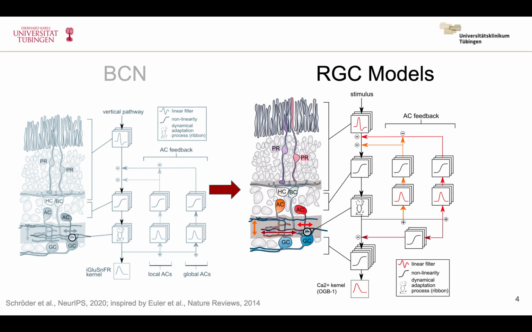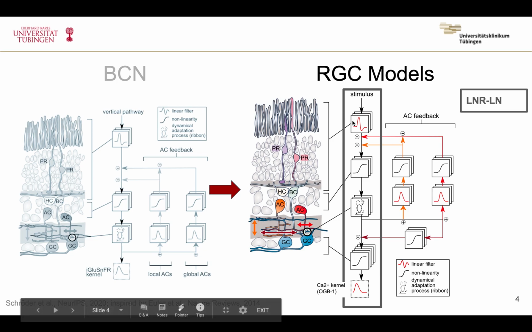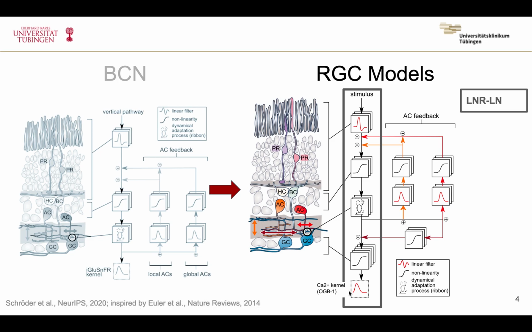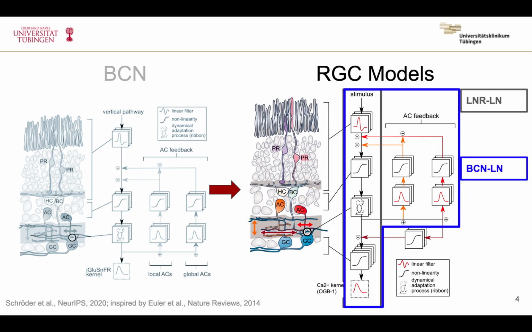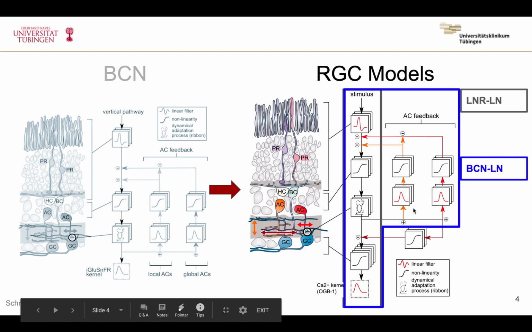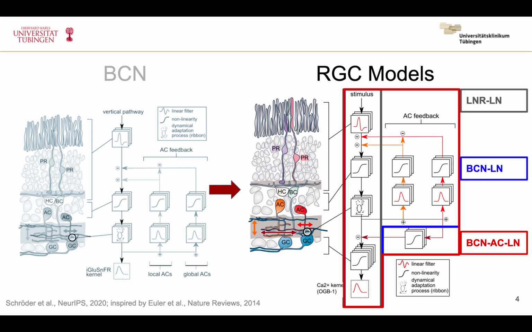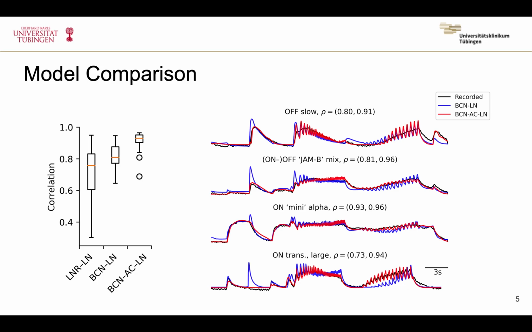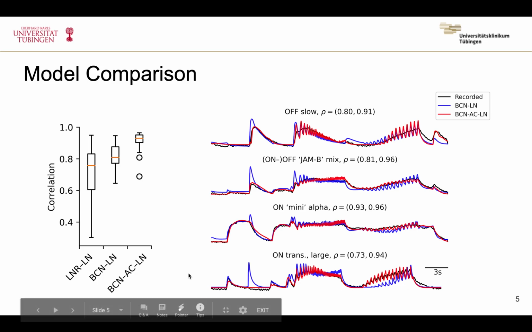We have three versions of this. First, a very simple one, which is really just linear, nonlinear, the release part of the bipolar cells, and then again linear, nonlinear to predict ganglion cell outputs. Then, naturally, the whole BCN output, including the amacrine cell modulation and the LN stage on top. And then the same thing, but with an added amacrine cell feedback stage that gives us more modeling power to model these effects. Okay, so comparing these models, maybe unsurprisingly, the most complex model is beating the other two.